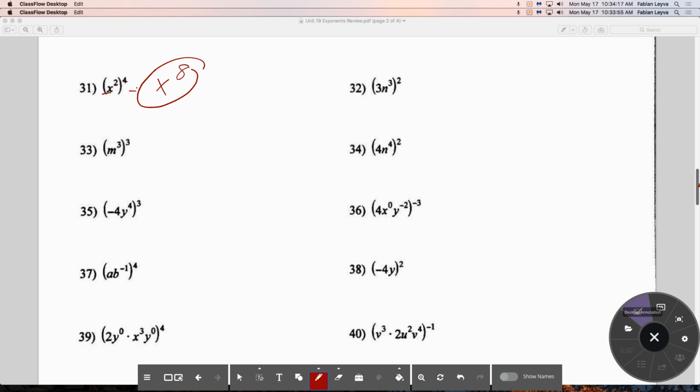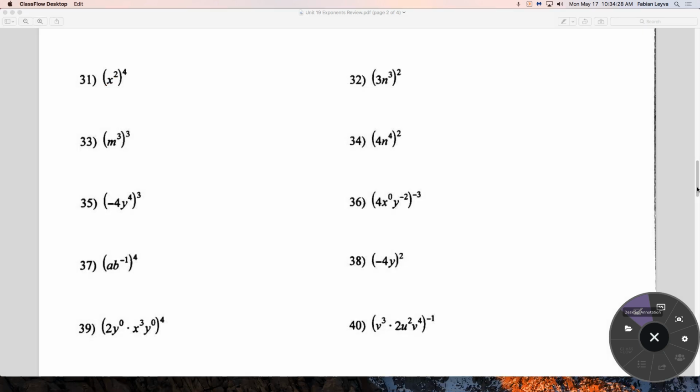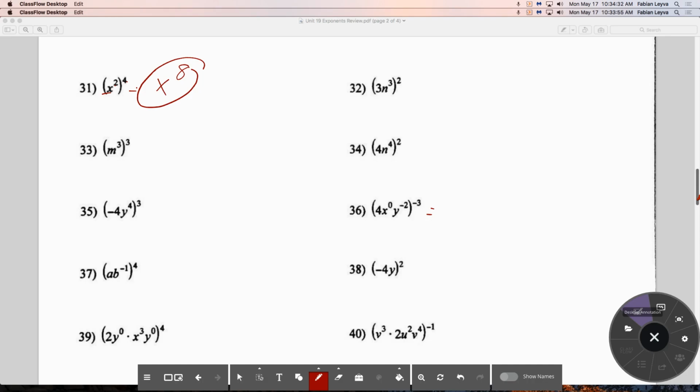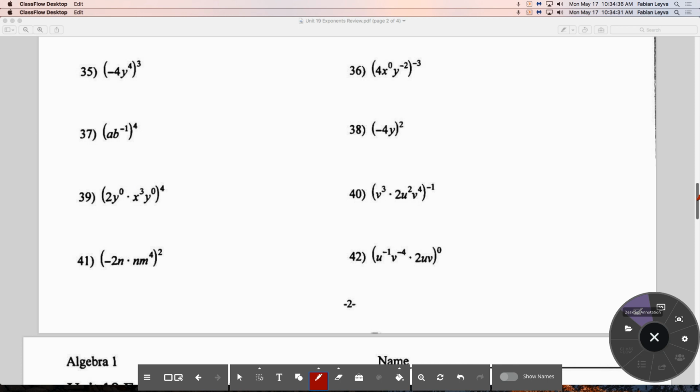Now keep in mind that these get a little bit tricky when they add things, but don't let them scare you. For instance, number 36. Now I want everyone to pay attention and look up here, because this is where a lot of students make the same mistake over and over again. All right, so make sure you guys are up here, all eyes up here. Okay. Notice that this is 4 times x to the 0 times y to the negative 2.